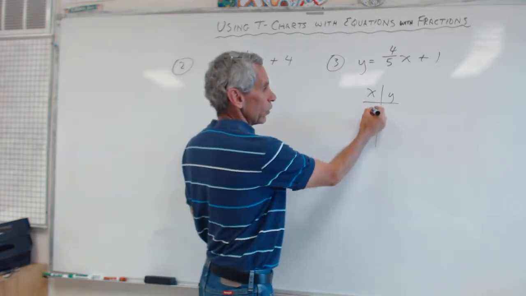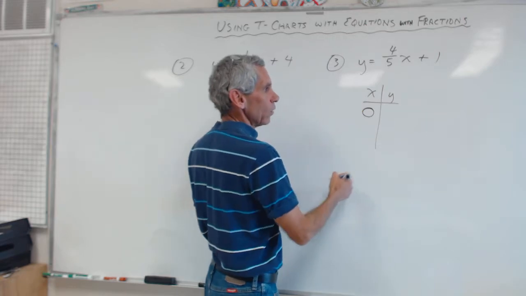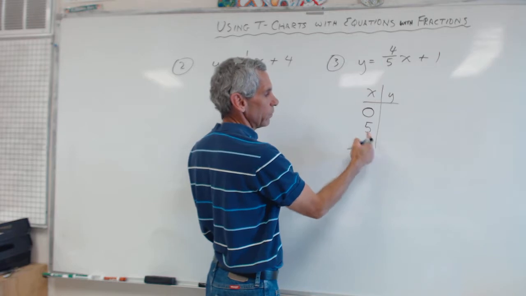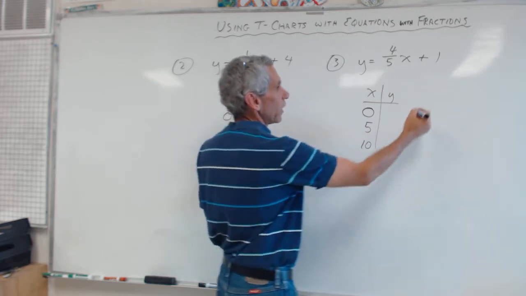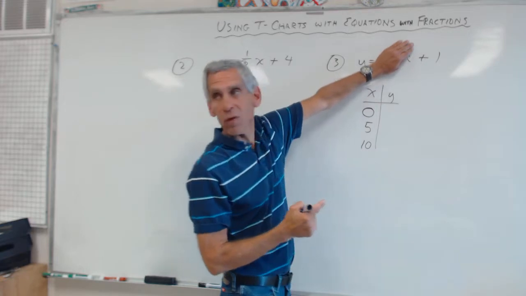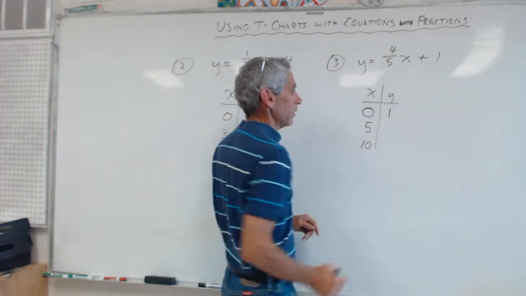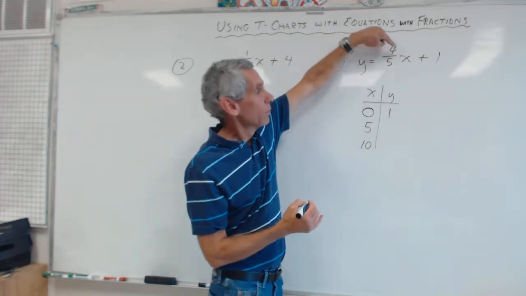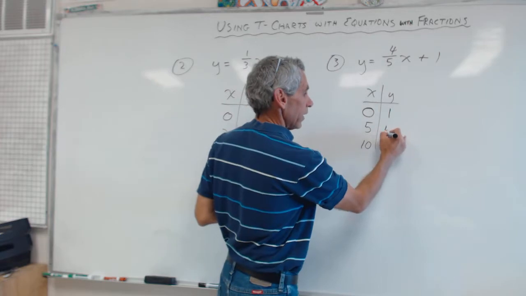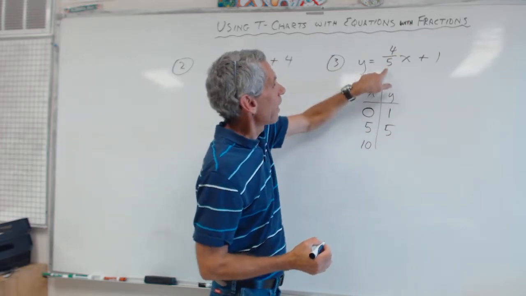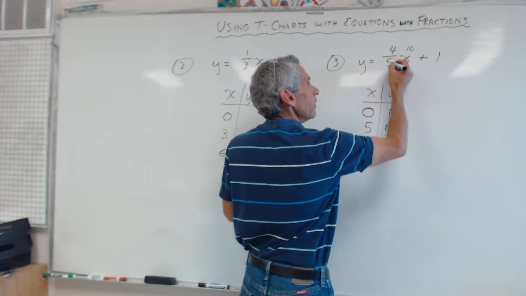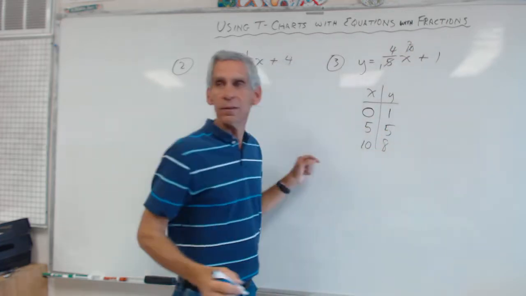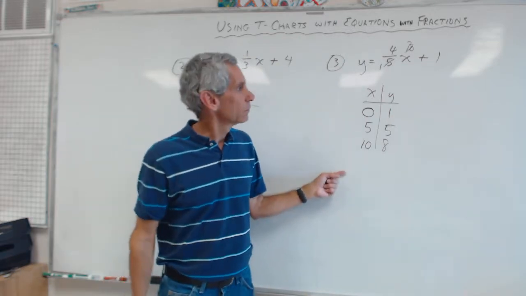So what would I do? First one is always 0. Second one will always be 5, the denominator. The third one will always be twice 5, which is 10. So let's try it. When x is 0, y is 1, right? When x is 5, the 5's cross out, I get 4. 4 plus 1 is 5, right? When x is 10, 5 goes into 10 twice. 2 times 4 is 8. Easy to graph. Very easy.